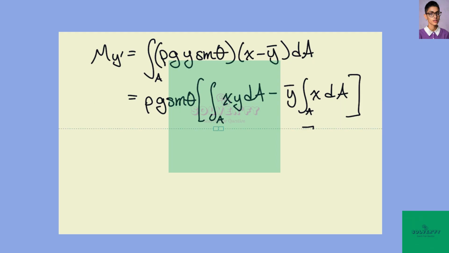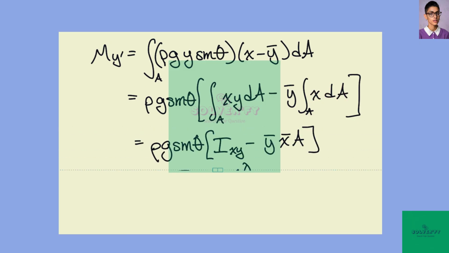So we can proceed like we did before, and we pull out the stuff which is not dependent on the area. Y bar is also not dependent on where we are in the area. Obviously it depends on what the area actually is, but it is a constant. And so we get an integral over the area of x times y dA minus y bar times an integral over the area of x dA.